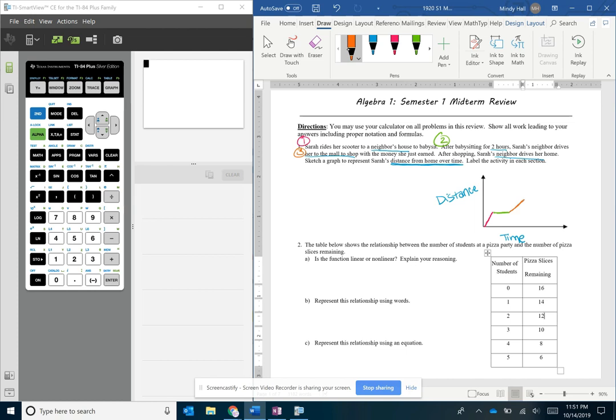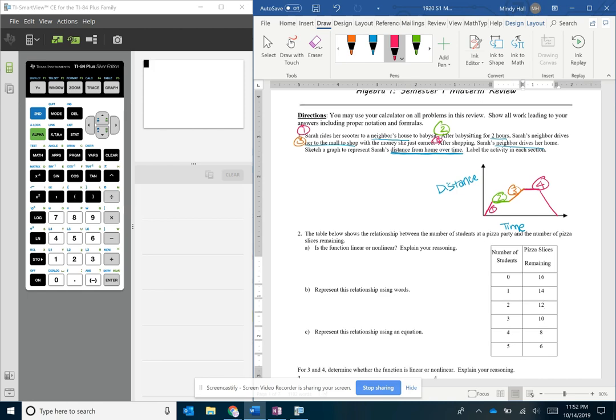After that, if she's shopping, she's going to have to spend some time at the mall, so we're going to have a little bit of a flat line. But then her neighbor drives her home, so it comes all the way back down to home. When you're doing this, I used colors to label what was happening, but you can use numbers, letters, or colors, up to you how you want to label it. Just make sure it's clear what is happening in each section of your graph.